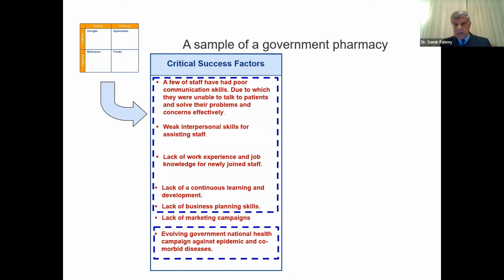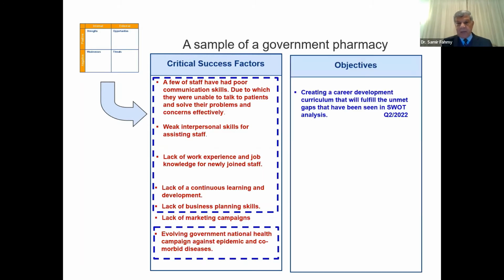Weak interpersonal skills for the assisting staff, lack of work experience and job knowledge, lack of continuous learning and development, lack of business planning skills, for instance. And we take these, I would say, 5 unmet gaps. We put one clear objective: creating a career development curriculum that will have initial and advanced training, covering the different qualities of staff, pharmacists, and we do the same for the assisting staff, and that will fulfill the unmet gaps that are listed on the left side.